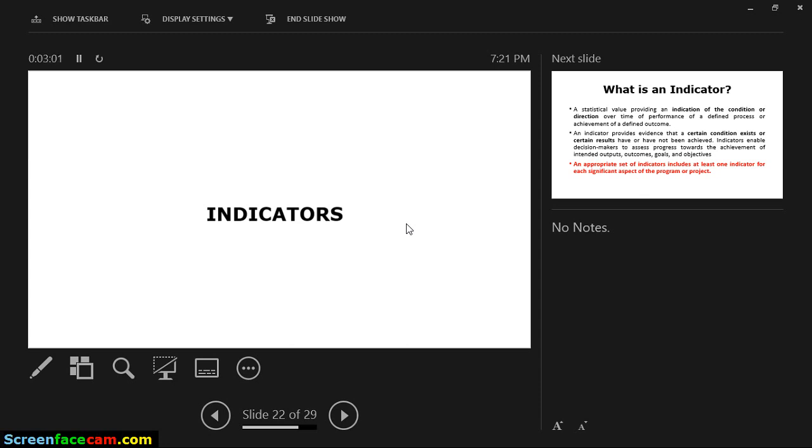So if you are saying an indicator is a sign, it's a measure, it's a key pointer, it's a key pointer for what exactly? If we are saying it's a measure, it's a sign, it's a key pointer to what exactly? Sorry? To something which is happening.